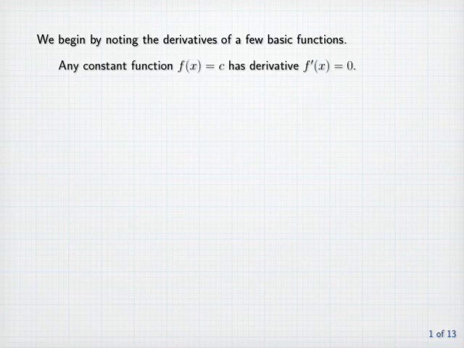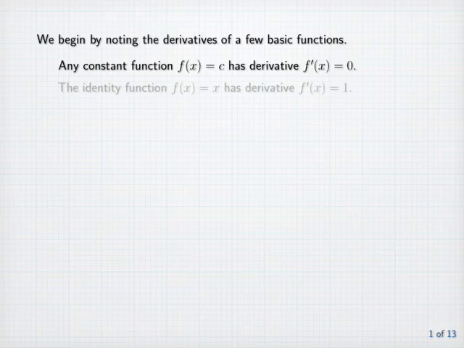First, any constant function f of x equals c has derivative f prime of x equals 0. Just think of the graph of a constant function. It is a horizontal line which always has slope 0. The identity function f of x equals x has the derivative f prime of x equals 1. Again, just think of the graph of y equals x, which is a straight line which always has slope 1.